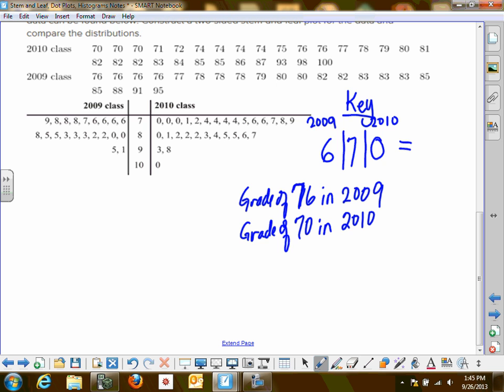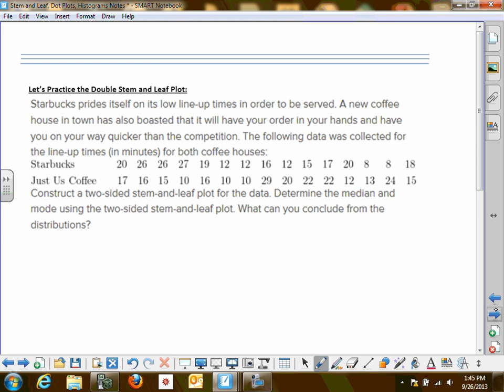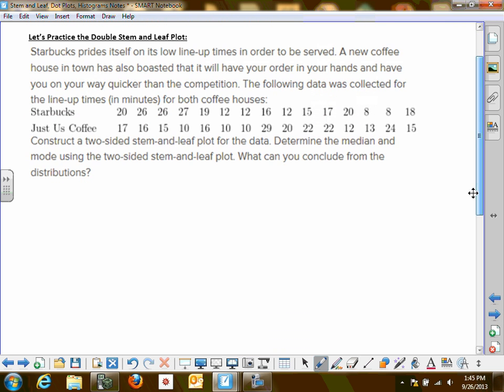Okay, very good. So let's make one. This is a comparison of wait times at Starbucks and wait times at a new place in town, a new coffee house called Just Us Coffee. So let's compare these two using a two-sided stem and leaf plot, and then we're going to determine the median and the mode and so on and so forth. Okay, so here we go.